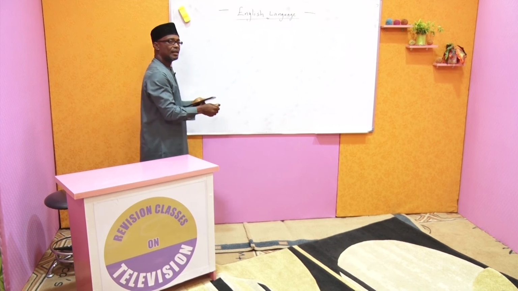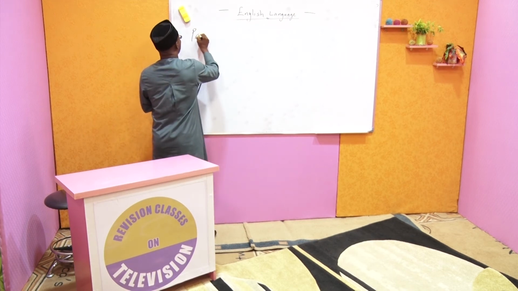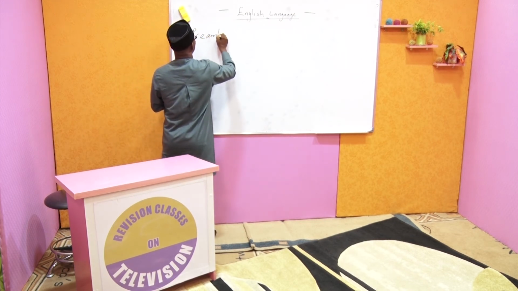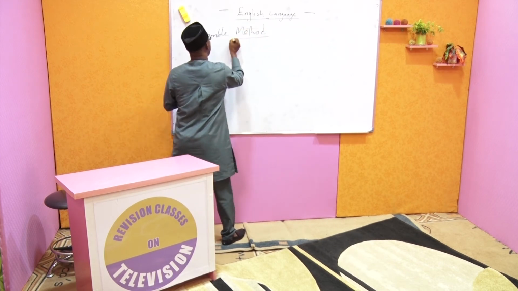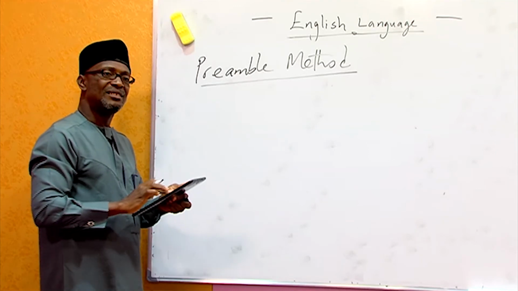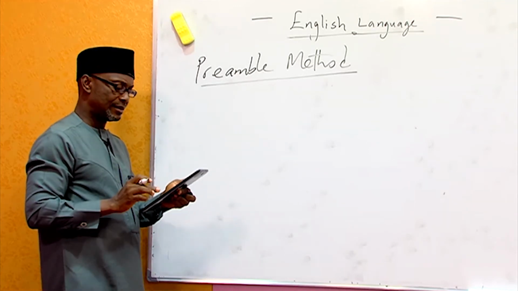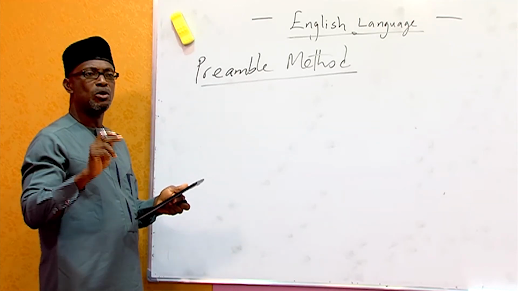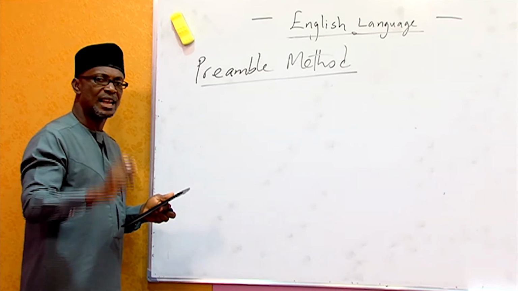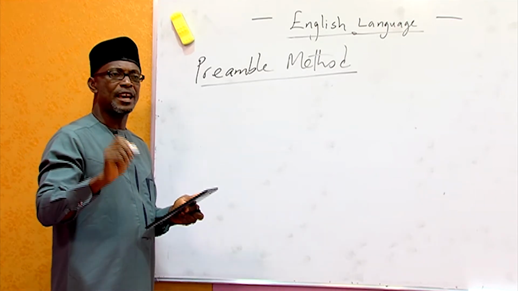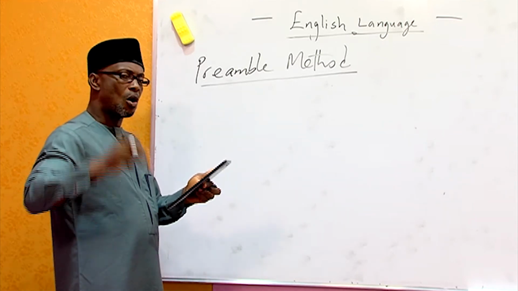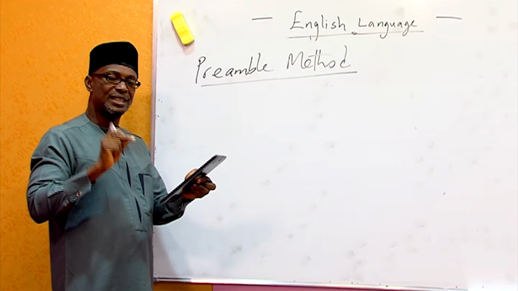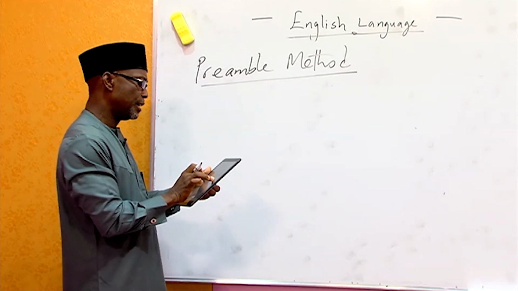Let's see the preamble method for this same question. There is a danger that is inherent in using the preamble method, and we stated it in our last class: you should be careful, because the mistake you make in the preamble affects all your correct answers, so you should be very, very careful.